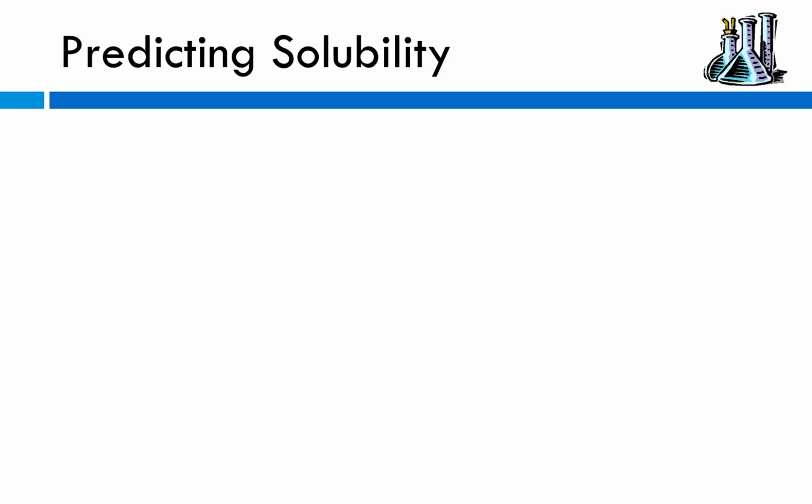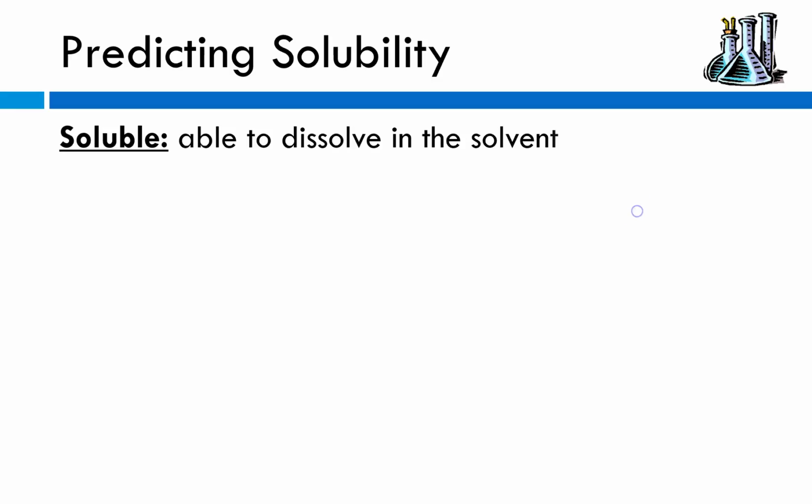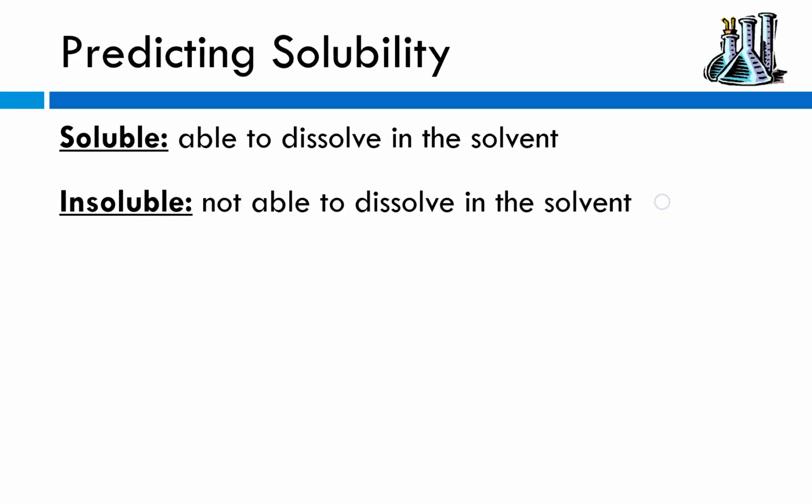One of the things that we're going to have to do this unit is predict solubility. Predict if two substances will in fact dissolve in one another and form that homogeneous solution. If they are able to do that, we'd say that the substances are soluble in one another, or that the salt is soluble in water, and that's just saying it's able to dissolve in the solvent. Insoluble, as you might imagine, is the opposite. It is unable to dissolve in the solvent.